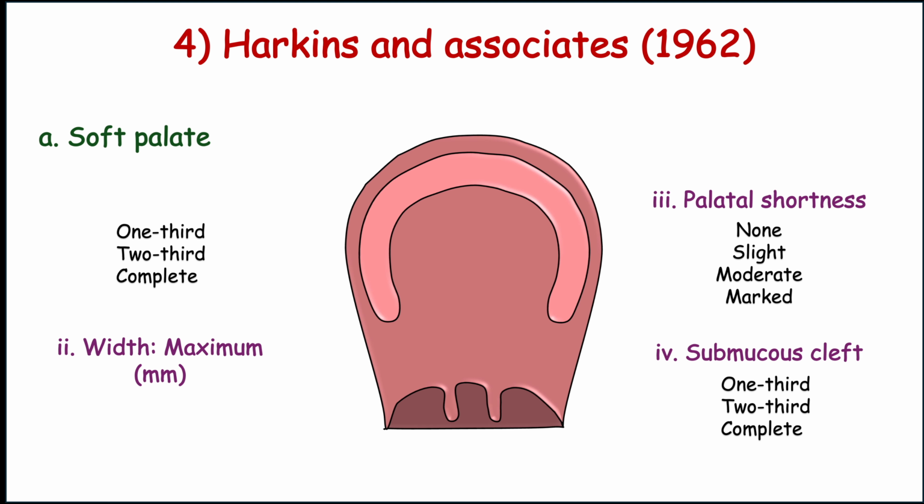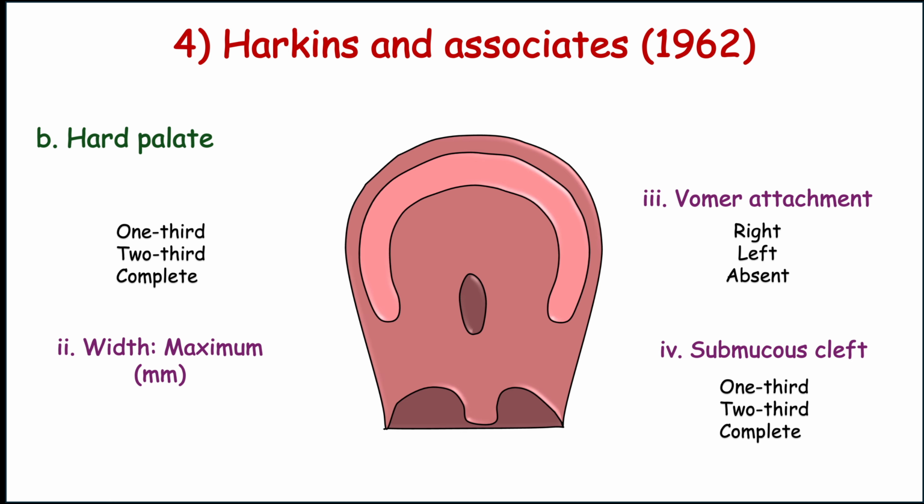Cleft of palate. The cleft of palate can be categorized into soft palate and hard palate, and it's subcategorized based on its extent, which is 1/3, 2/3 or complete, and width of the cleft of soft palate, and palatal shortness, which is none, slight, moderate or marked, and then submucous cleft. It can also be categorized into 1/3, 2/3 or complete. Hard palate is the same as soft palate except that it has vomer attachment, which is categorized into right, left or absent.